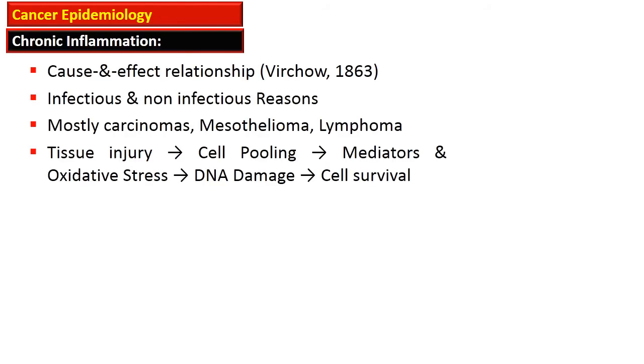The cause and effect relationship between chronic inflammation and the development of cancer was first described by Virchow in 1863, and he described that there are some infectious and non-infectious reasons for chronic inflammation, and mostly these result in carcinomas, mesotheliomas and lymphomas. The mechanism is that there is tissue injury which results in pooling of cells, and the pooling results in local release of mediators and oxidative stress within that particular environment, which predisposes these cells to DNA damage. If DNA damage is not repaired, it will lead to increased cell survival and hence cancer.